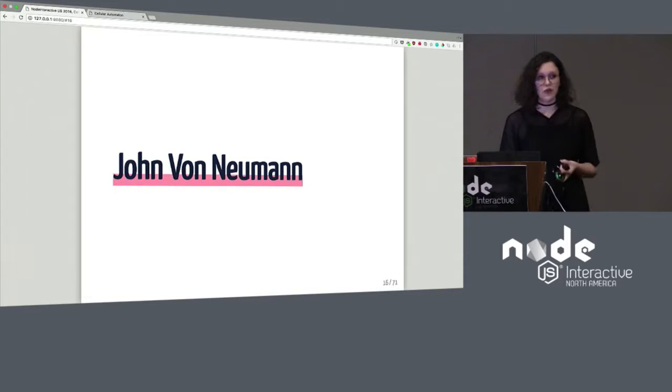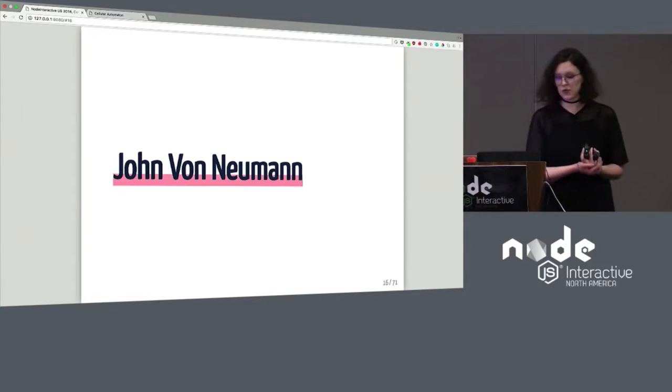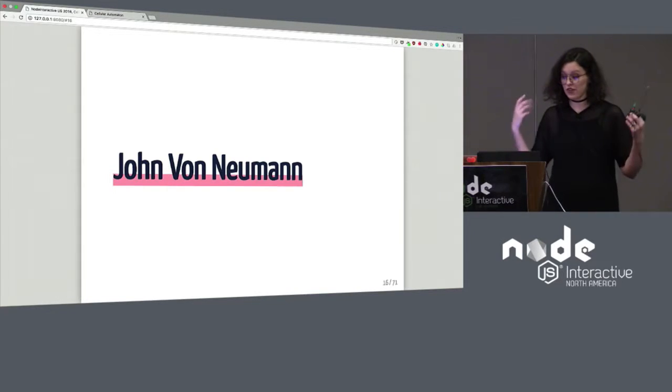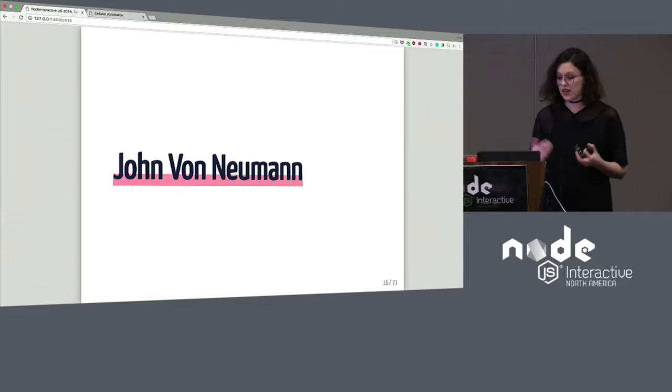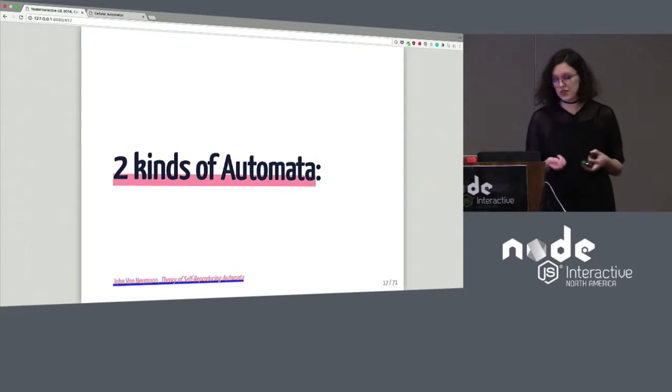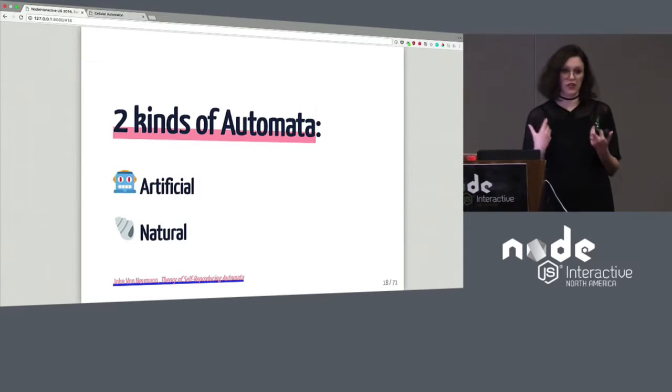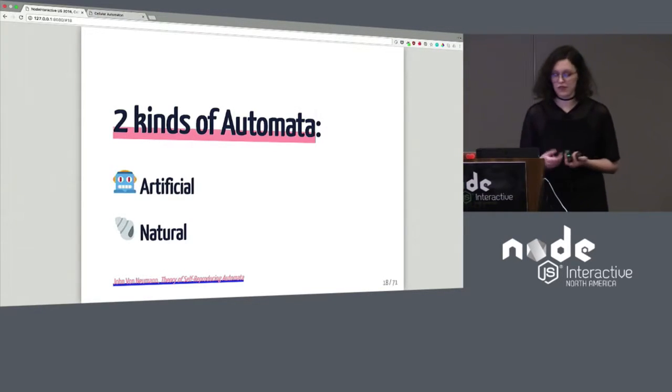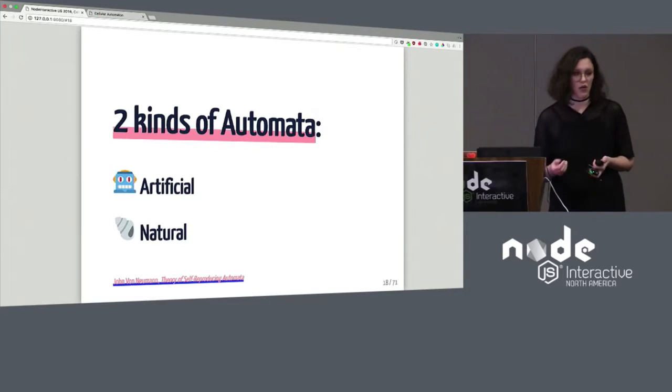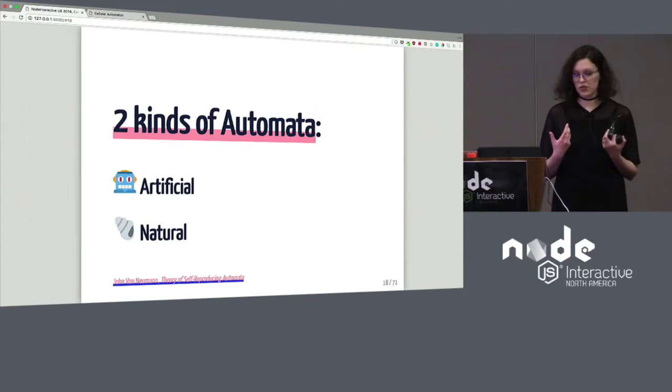Cool. So automata in general, the concept was put together initially by John von Neumann, who you might know from the Manhattan Project, or a bunch of other stuff that he was interested in. And he basically set up automata as being one of two kinds. One could be artificial, which is like your central computer nowadays, or a natural automata, and you can look into both.